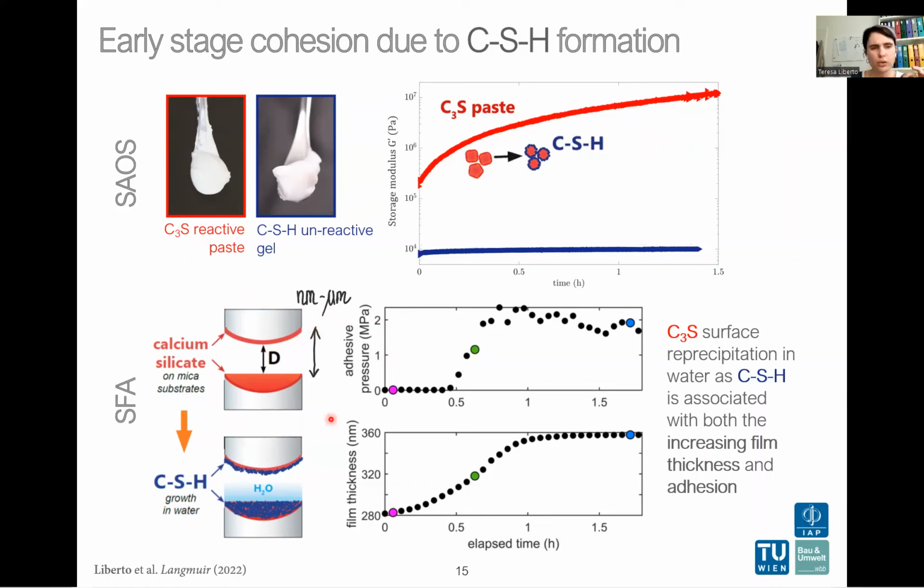and then we add water. And we follow the adhesive pressure and the film thickness as a function of time. As you can see, both increase and reach a plateau. So watching this result together, we can say that the C3S surface reprecipitation in water as CSH is associated with both the increasing film thickness and adhesion. And this results in an evolution of the paste with time.